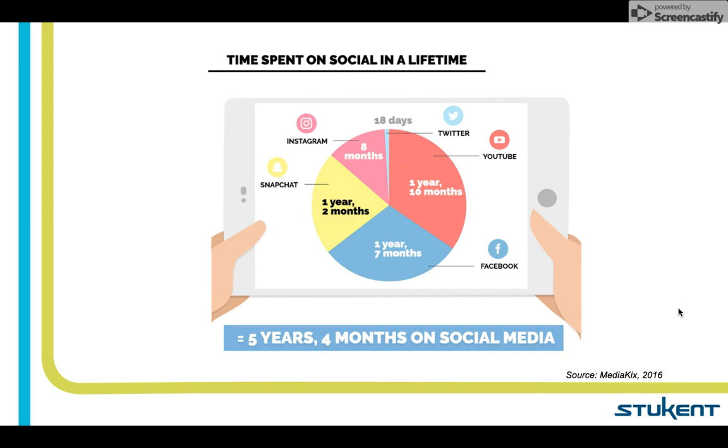So you can see then this is the time that people spend on social media within a lifetime. It equals out to 5 years and 4 months that you spend on social media. A lot of people are on YouTube for a year and 10 months. They're on Facebook for a year and 7 months. They're on Snapchat for a year and 2 months, Instagram 8 months, and Twitter 18 days, which is as of 2016. I feel like some of that has changed a little bit.